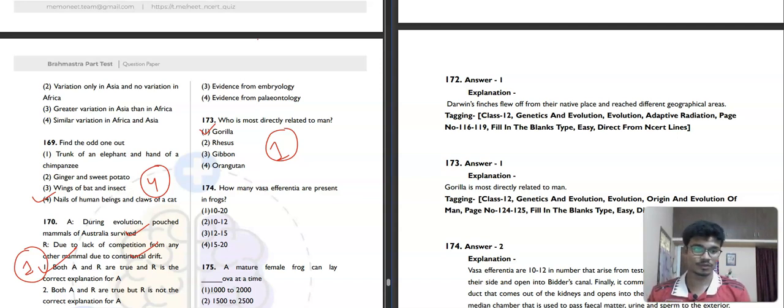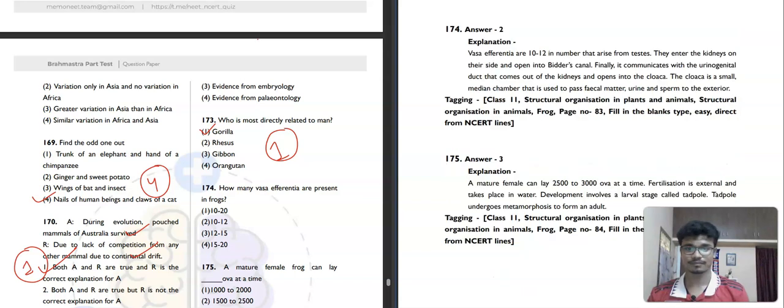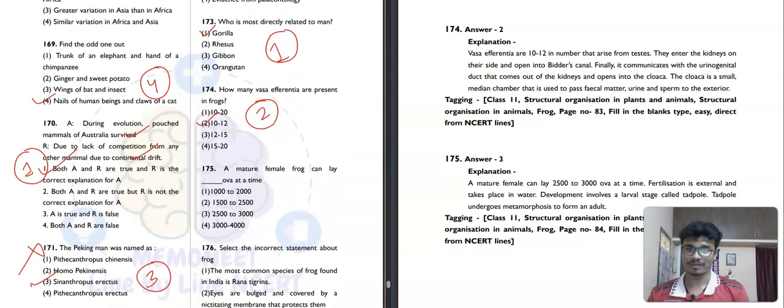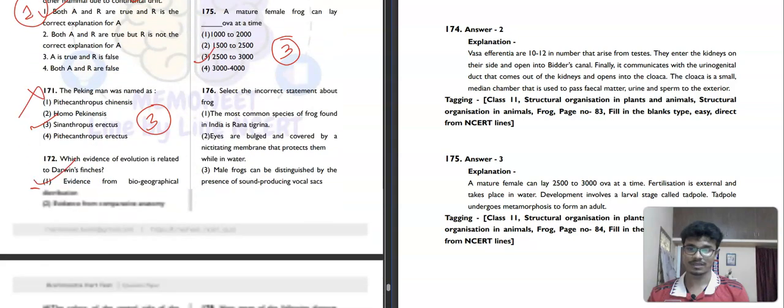Question number 174. How many vasa efferentia are present in frogs? There are 10 to 12 vasa efferentia present in frogs. Second option is our correct answer. Question number 175. A mature female frog can lay dash ova at a time. A mature female frog can lay approximately 2500 to 3000 ova at a time. Third option. Question number 176.